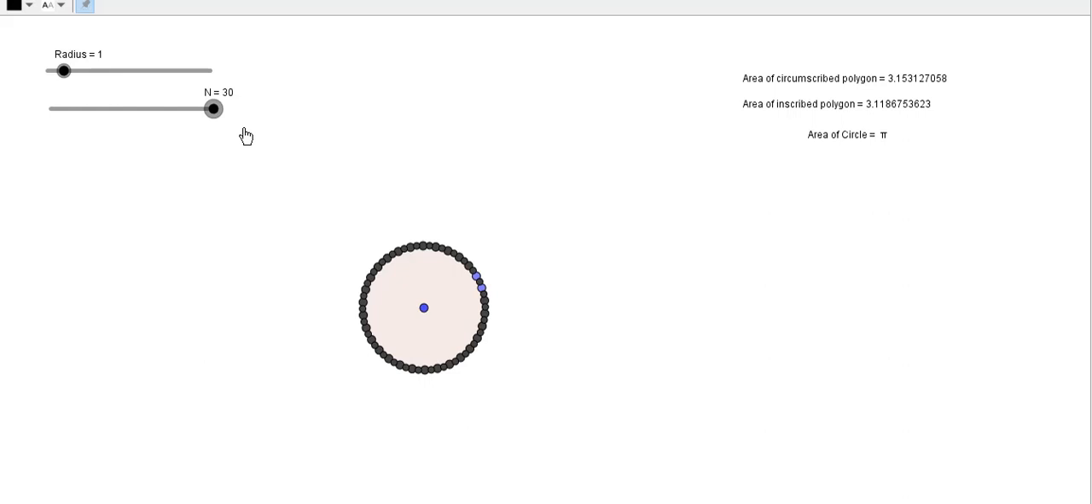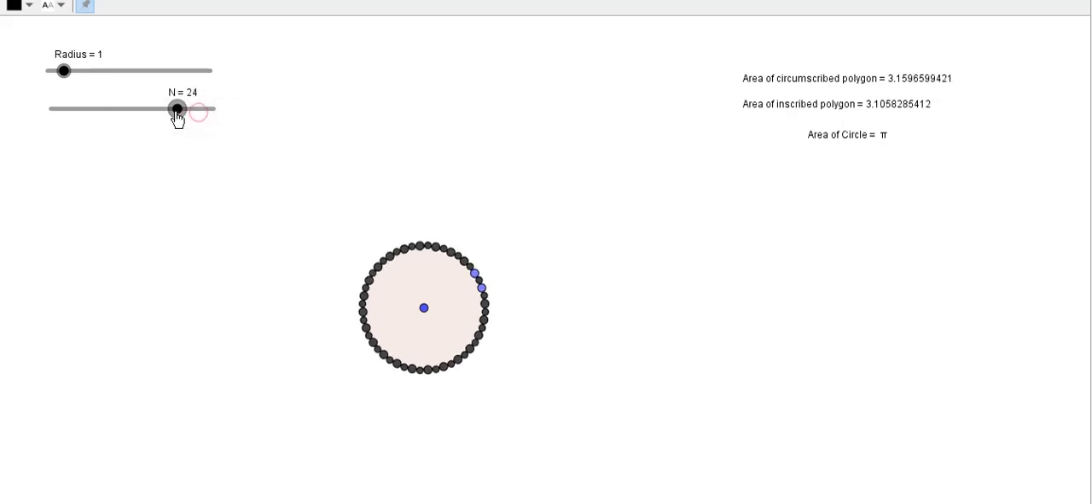Once we have 30 sides on the regular polygon, we have 3.15 as the outside area and 3.1, almost 2, on the inscribed area. So that's very, very close to our actual area of 3.14.